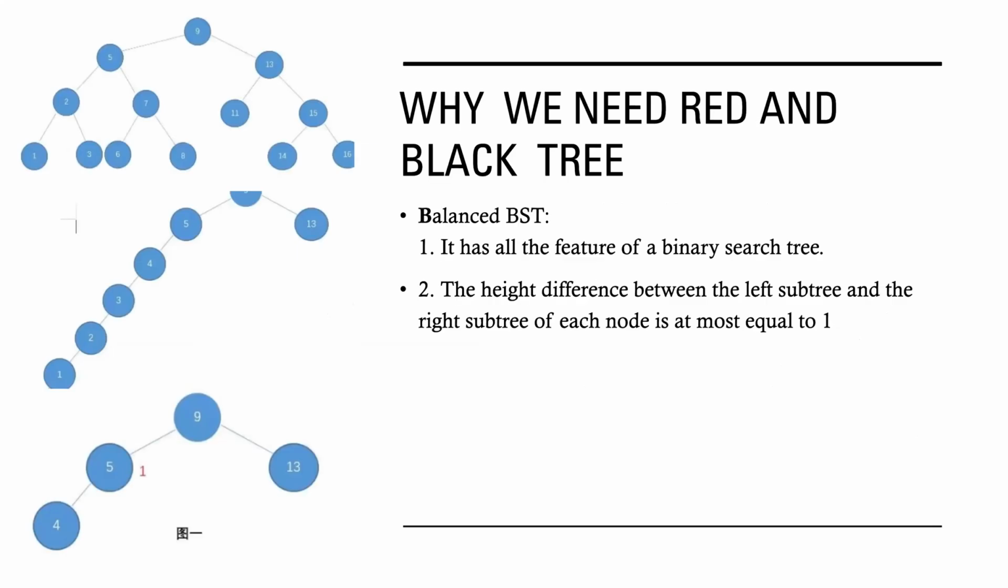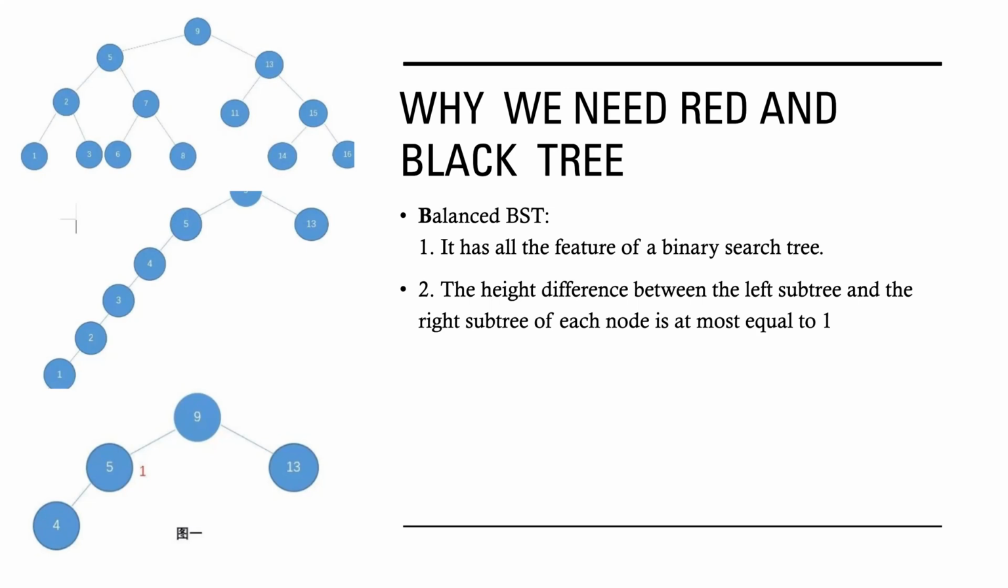Next, why we need a red-black tree. First, let me talk about the balanced binary tree. It has all the features of the binary search tree. The height difference between the left subtree and the right subtree of each node is at most equal to 1.